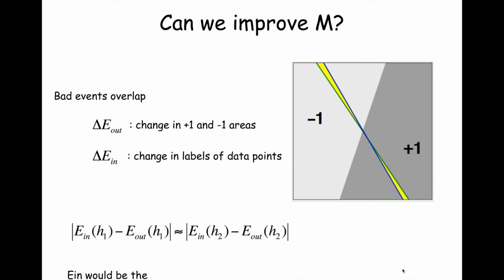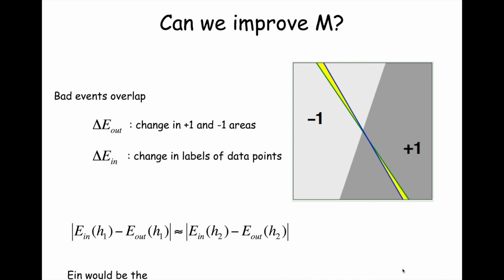This blue hypothesis says you are -1. It differs in its labeling of the out of sample points. Does that make sense? All right. Any questions? So this is out of sample error for the blue hypothesis. Let's draw our attention now to the green hypothesis.